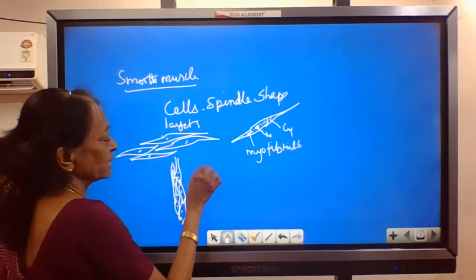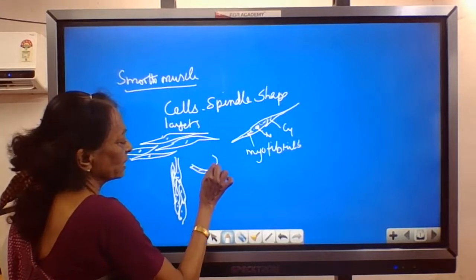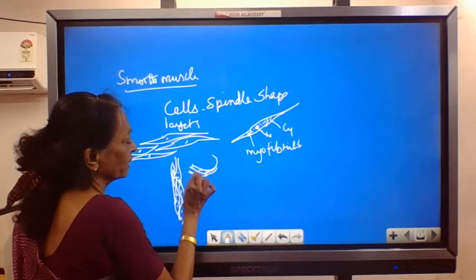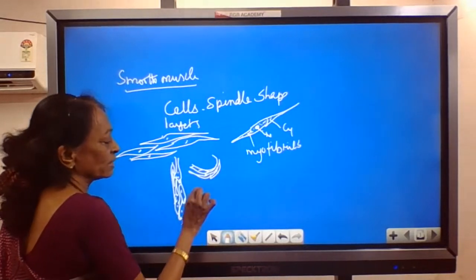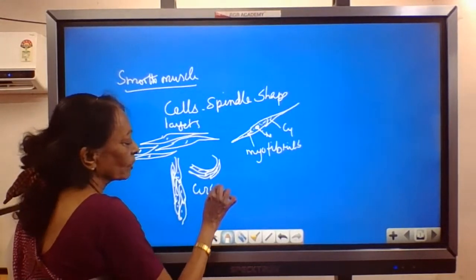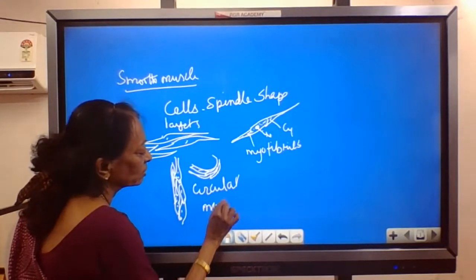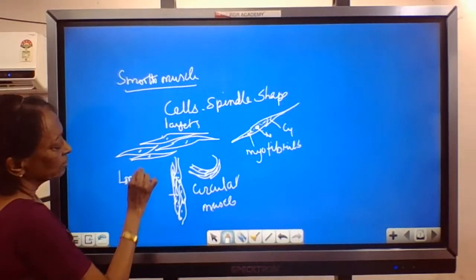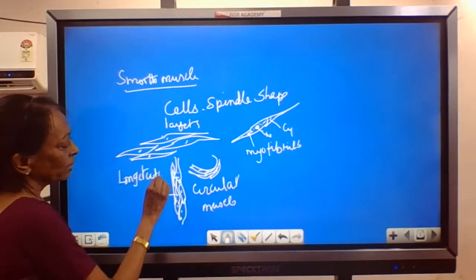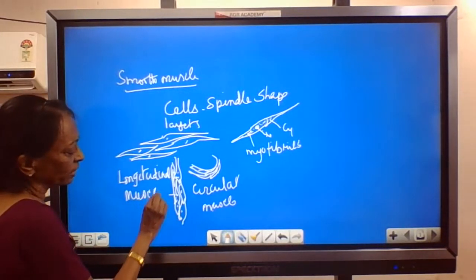Now when they are arranged in circular form, suppose you have a circlet of cells. One cell here, another cell layer, another layer here. And they are in a circular manner. This is called circular muscle. They won't say circular smooth muscle, just circular muscle. And this they will say longitudinal muscle.